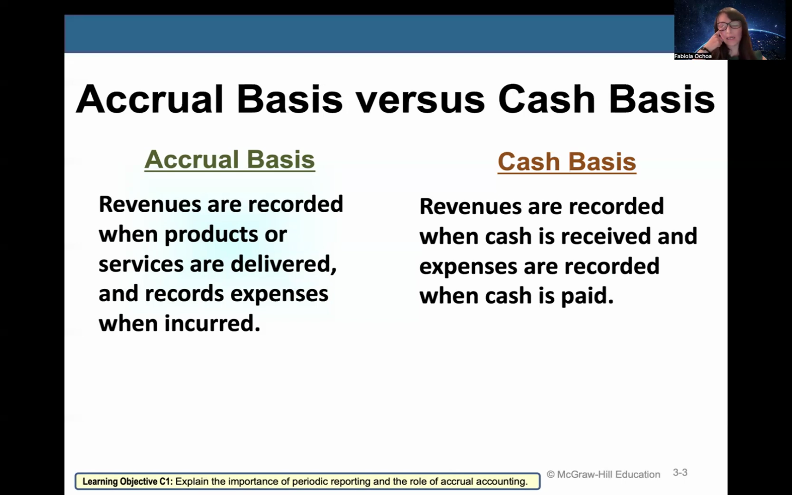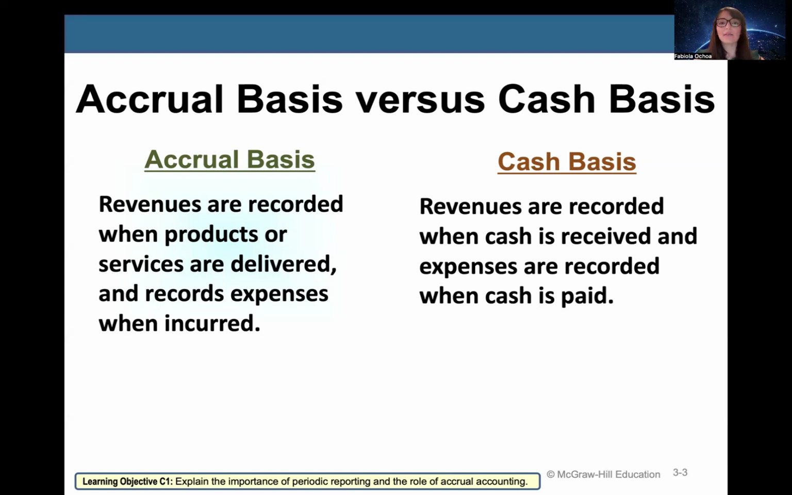So let's say you have a customer that owes you money. You completed, maybe you delivered a product, and your customer has not yet paid you. Under the accrual basis of accounting, you are allowed to report that revenue, even though you haven't received cash just yet. Same with expenses. Let's say you incurred the expense already, but maybe you haven't paid your vendor. Maybe they gave you up until 30 days to pay. So in that case, you would accrue the expense because you used up the expense already.